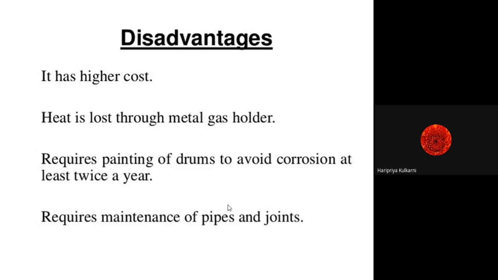Disadvantage is higher cost because we are constructing the whole system with the help of cement, concrete, bricks. So construction cost itself is very high. Heat is lost through metal gas holder, and just now we have seen it is mild steel structure. Therefore, some heat loss may take place. Then it requires painting of drums to avoid the corrosion at least twice a year, because it is continuously dipped in the slurry or water content kind of liquid. Therefore, it gets rusted, and therefore painting is required. Corrosion is there. Requires maintenance of pipes and joints.